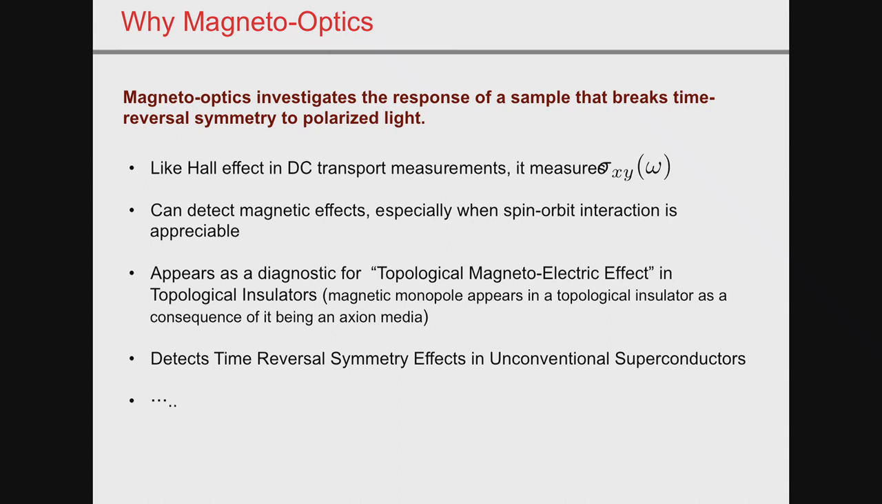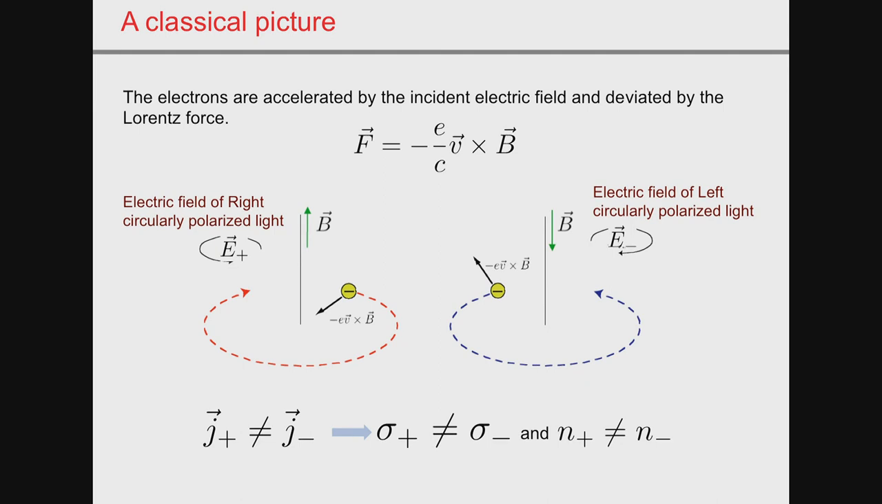It can detect magnetic effects, obviously. And if I'm looking at recent publications, in current physics, it appears as a diagnostic for topological magnetoelectric effect in topological insulators, etc. And as I'll show soon, it detects time reversal symmetry effects in unconventional superconductors and many more. So to remind you how it works, let's start with a classical picture.